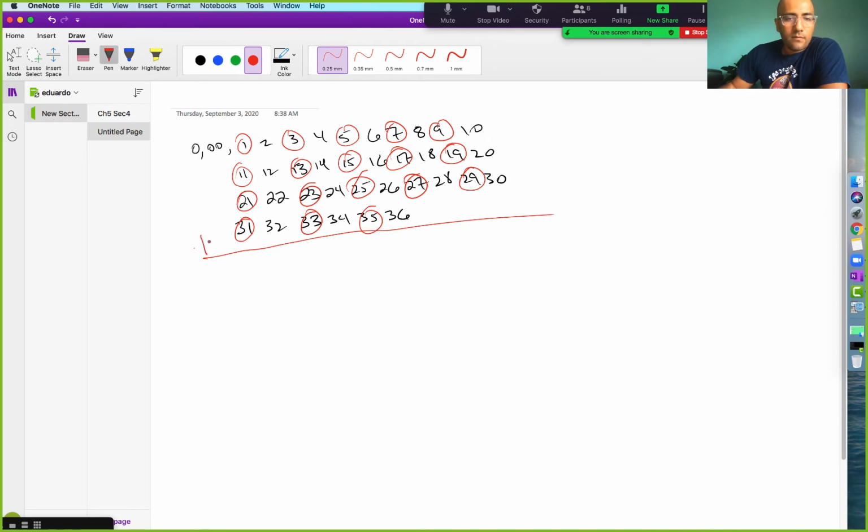So there's 4 of them there. There's 4 of them there. There's 4 of them there. There's 3 of them there. And there's 3 of them there. So 4 plus 4 is 8, 12, 15, 18. There are 18 ways to win.